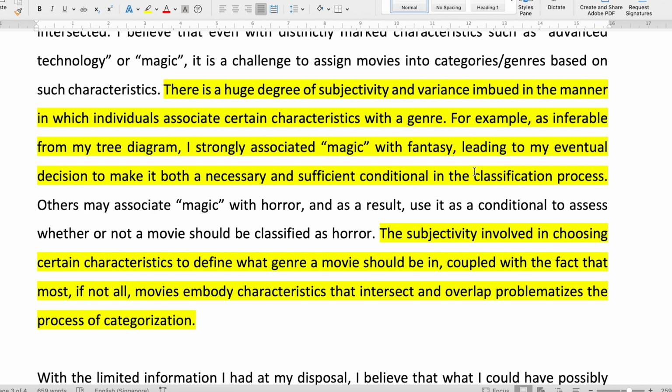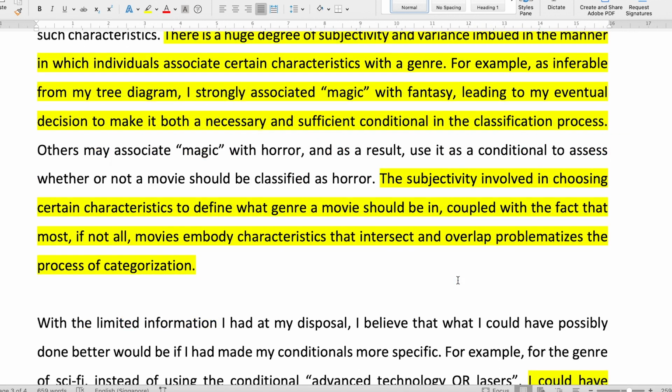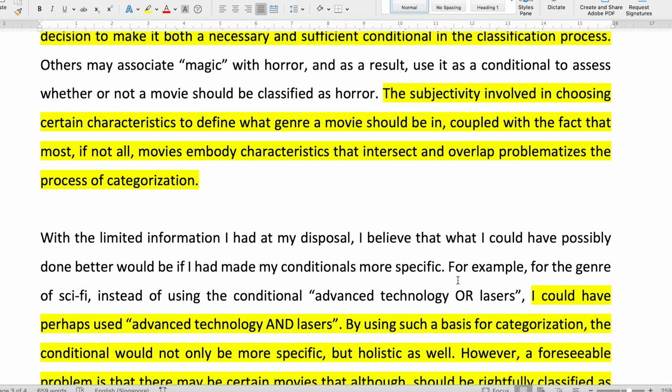But let me show you some model answers. These answers were provided by students who got 10 out of 10. Yay, full marks. So if you see your paper here, congratulations. Okay, so here we have this student who recognizes there's a huge degree of subjectivity and variance inbuilt in the manner in which individuals associate certain characteristics with a genre. Subjectivity involved in choosing certain characteristics to define the genre, coupled with the fact that most, if not all, movies embody characteristics that intersect and overlap, problematizes the process of categorization.